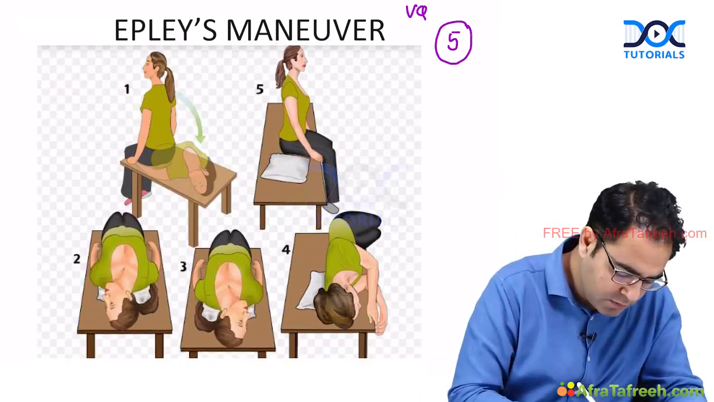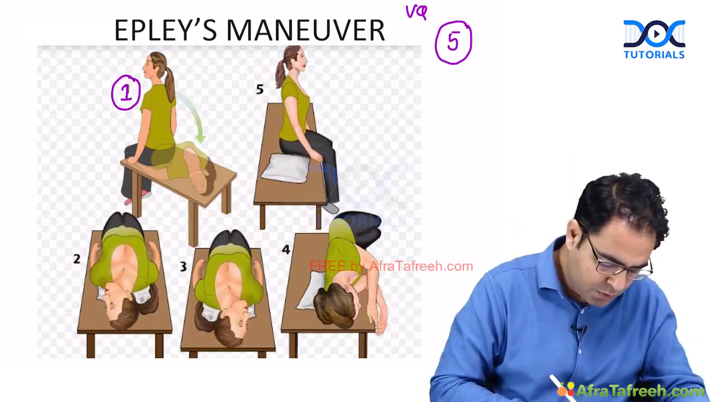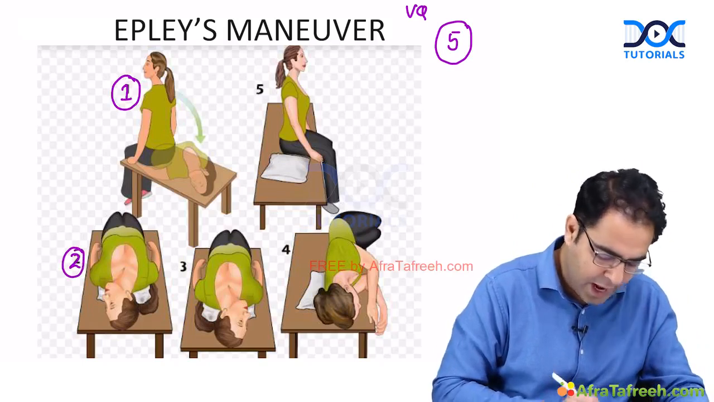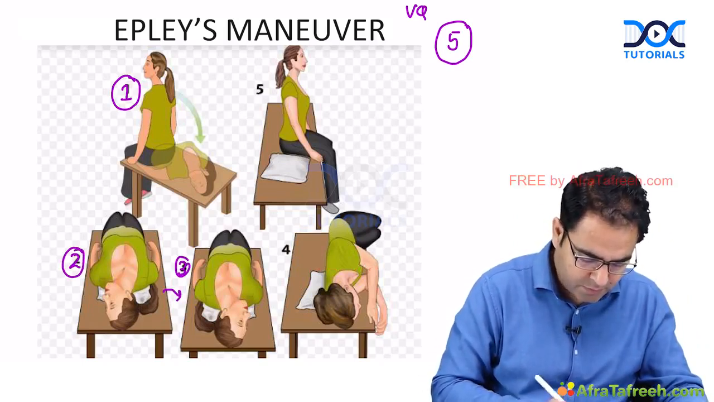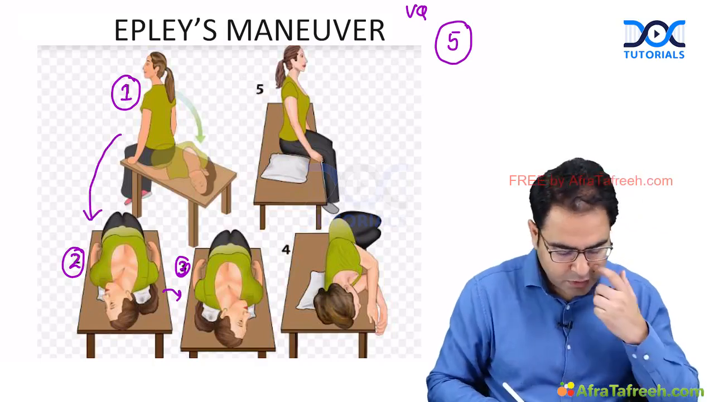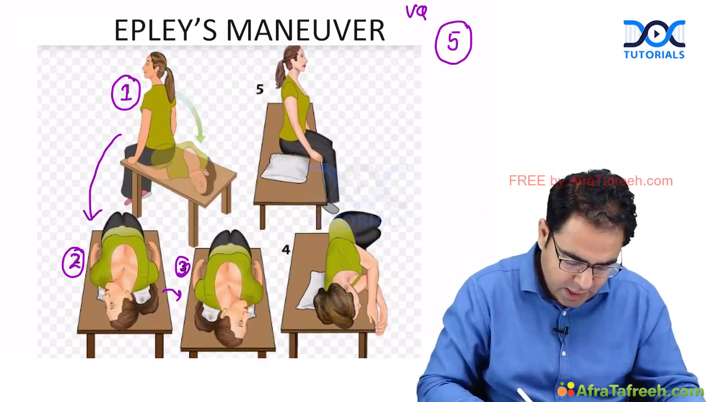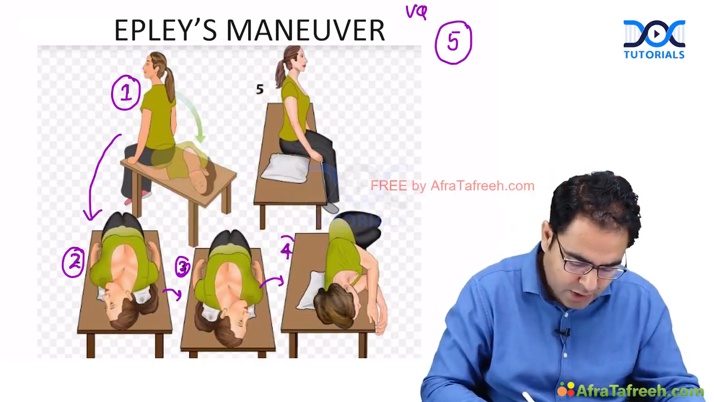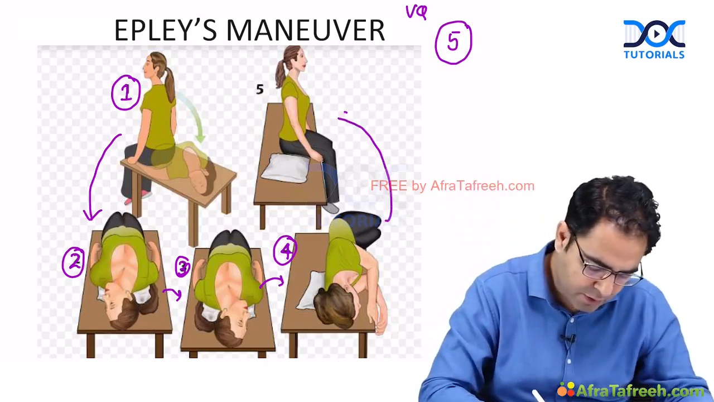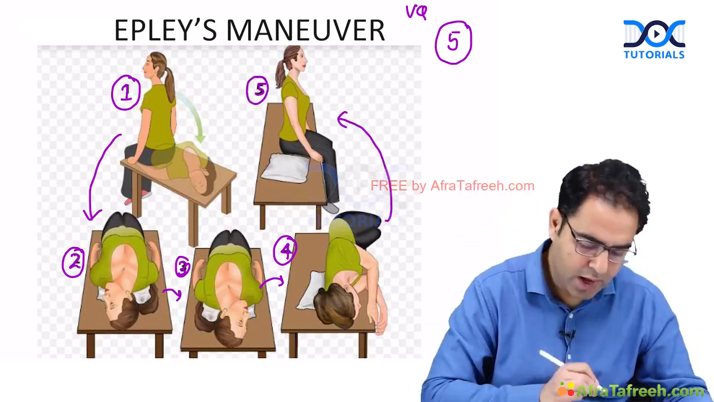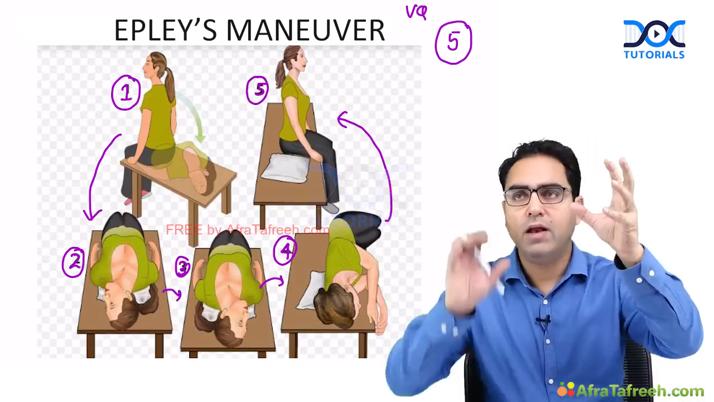Number 1 position, make the patient sit down. Number 2 position, make the patient lie down. Number 3 position is rotate the head of the patient to the other side. Then number 4, ask the patient to take a full turn of the body on that side. And then number 5, make the patient sit down again. From sitting to sitting, 5 positions. First position sitting, last position sitting.